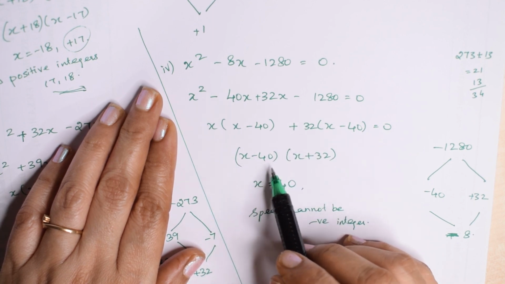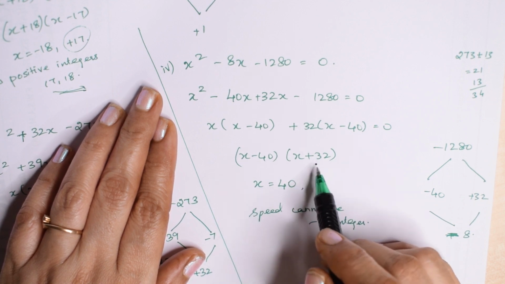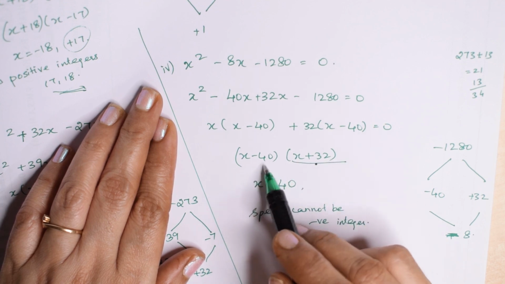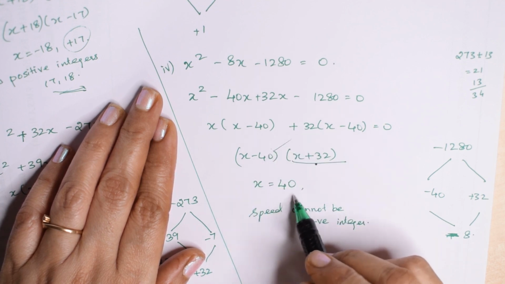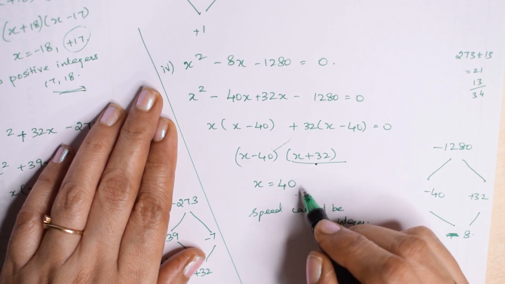Again, the speed cannot be a negative number. Here x is equal to minus 32. But the speed cannot be a negative number. So I am leaving off this term. I consider only this. So x is equal to 40. The speed of the train is 40 kilometers per hour. That's all. Okay.